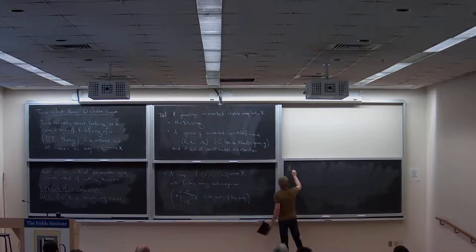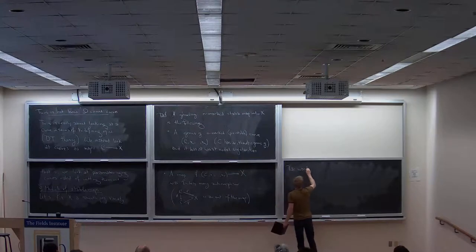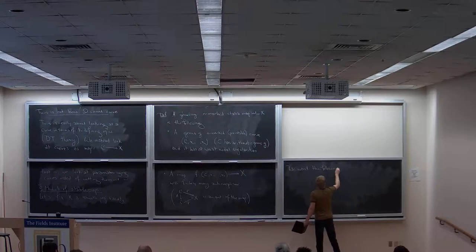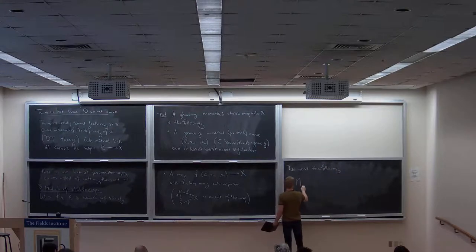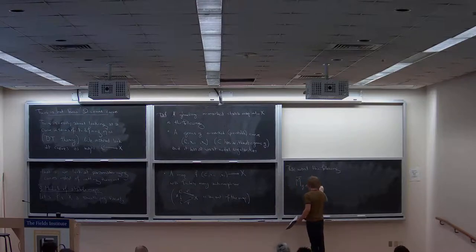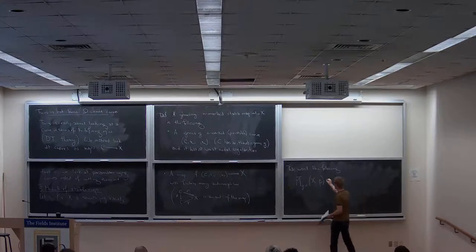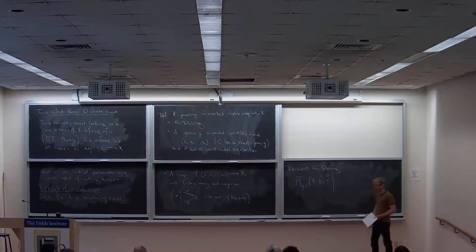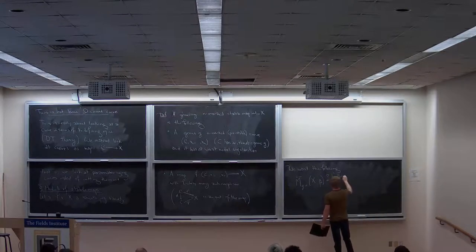Anyways, what we want is the following. We want something that looks like, and you can just think of this as symbols for the time being, M_{g,n}(X, β). And what this is supposed to be, and I'm putting a big question mark over that because this may or may not make sense, is the moduli space.